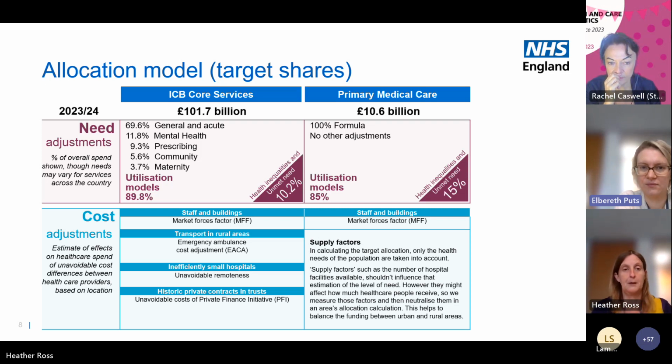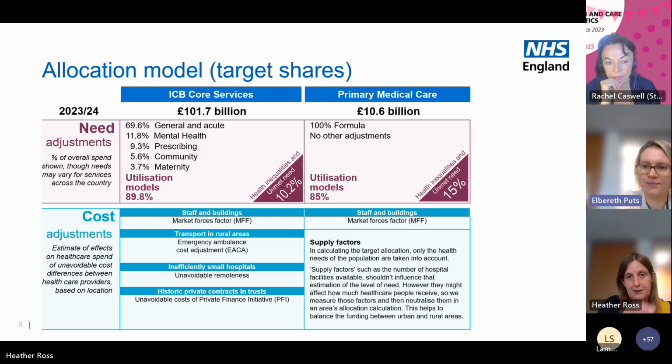So the market forces factor, there's an adjustment in there for unavoidably small hospitals in remote areas, so hospitals that have to exist to serve a population, but they can't operate at an efficient scale, and therefore their costs are higher. There's also an adjustment for unavoidable finance costs for PFI, and another adjustment, the emergency ambulance cost adjustment, which reflects longer travel times for ambulances in remote areas.